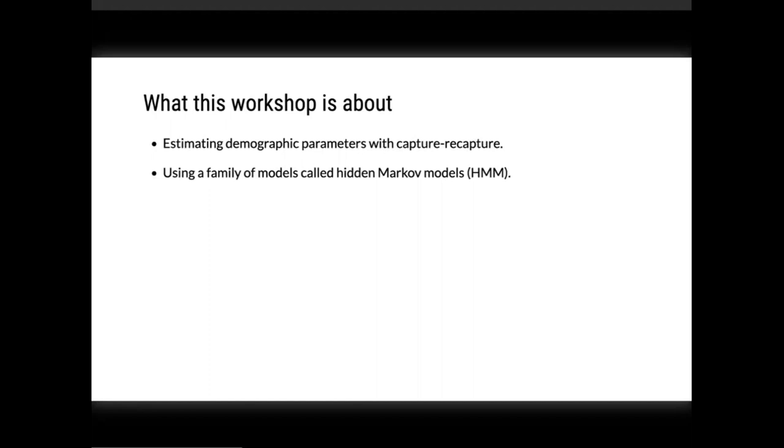So, why are we all here together this morning? This is a workshop about the estimation of demographic parameters with capture-recapture data. Parameters like survival, recruitment, dispersal. To do so, we'll use capture-recapture data. We will use a family of models called hidden Markov models, or HMMs for short. Why? Because HMMs are quite great, as we will see: with the same model structure, we will be able to fit all sorts of capture-recapture models and estimate key demographic parameters.